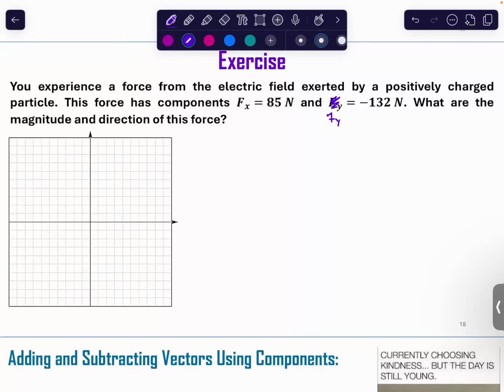Now, is it going to be closer to the y-axis or the x-axis? The x-axis, because you see how much larger in magnitude the y component is? So that means it's going to have to go down further this way. And so then let's figure out its magnitude.